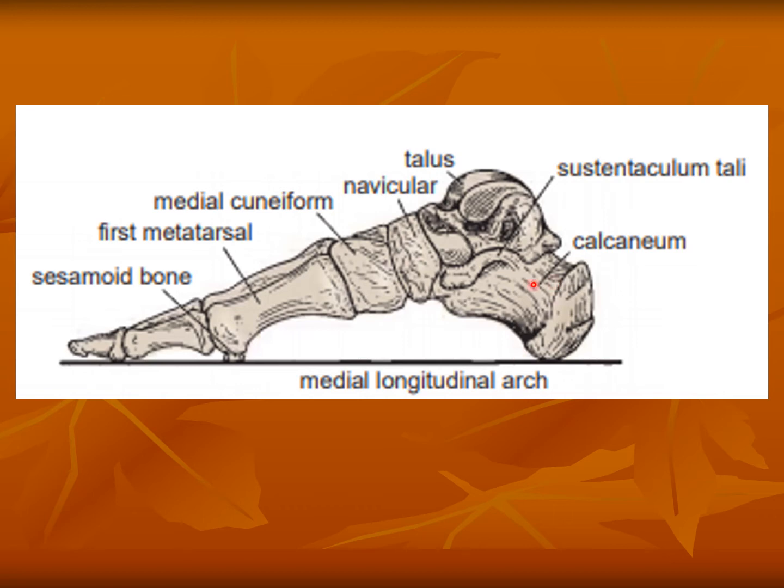The bones which are involved in the medial longitudinal arch are calcaneum, talus, navicular, medial cuneiform, and first metatarsal. Some books also include the second metatarsal, but these are the most medial bones which are forming this arch. So these are the bones which are responsible for forming the arch along with the keystone, that is the talus. That is the first thing that we talked about.